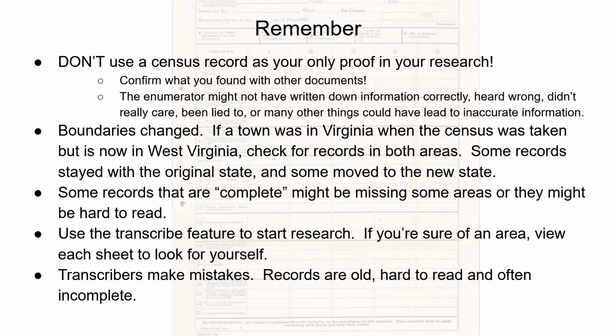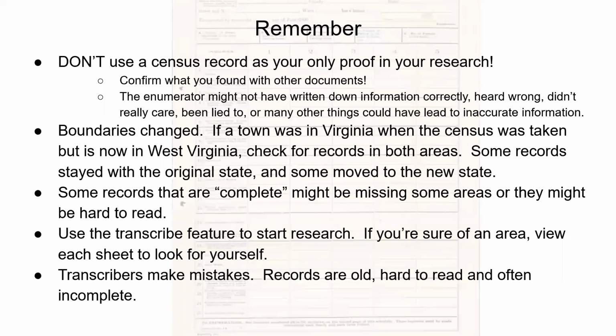Please remember, don't use your census record as your only proof for when somebody was born. There were a lot of errors that could have happened. People didn't give information correctly. They didn't hear it correctly. It wasn't written down correctly. They couldn't spell the information. Just be careful. Make sure you confirm what you find with other documents.